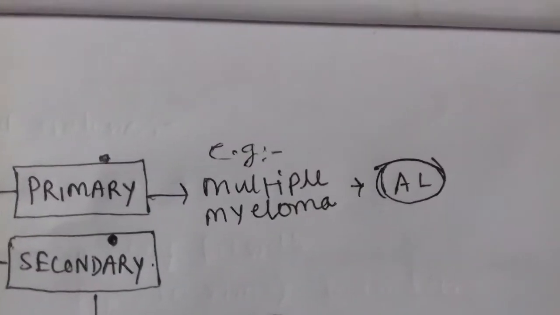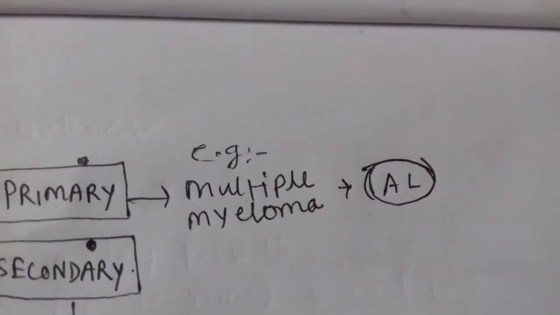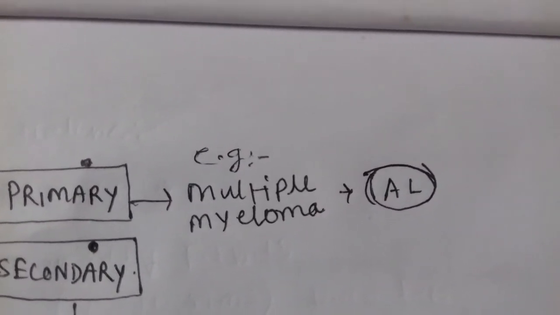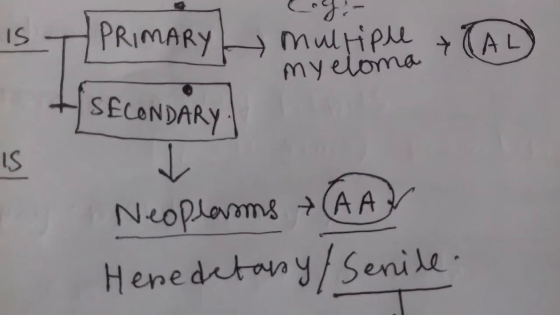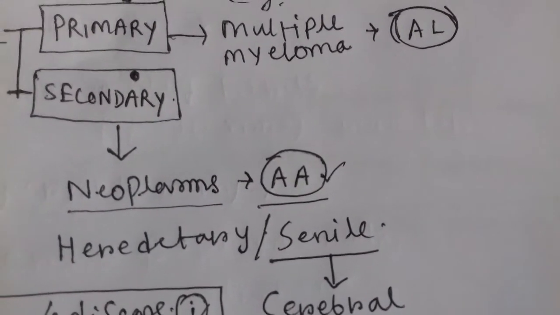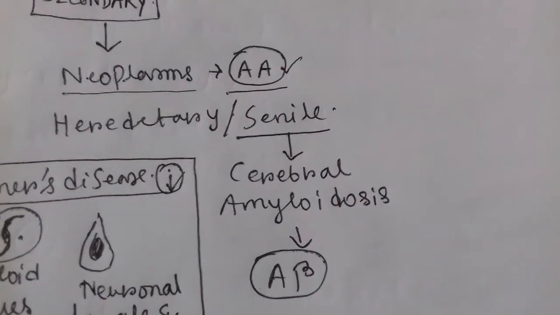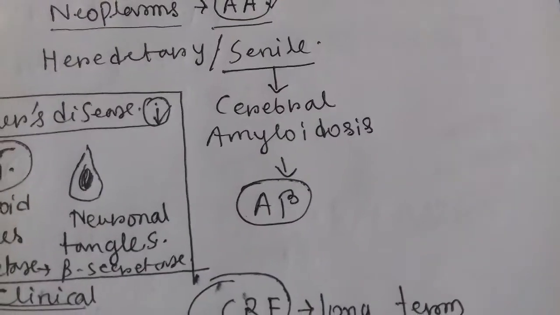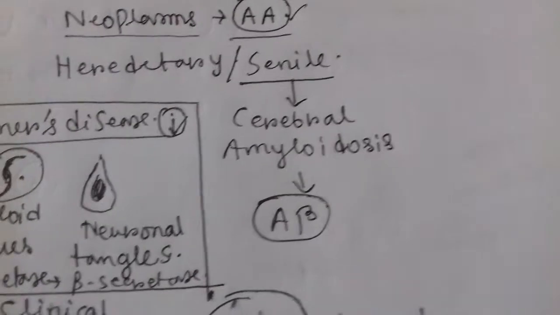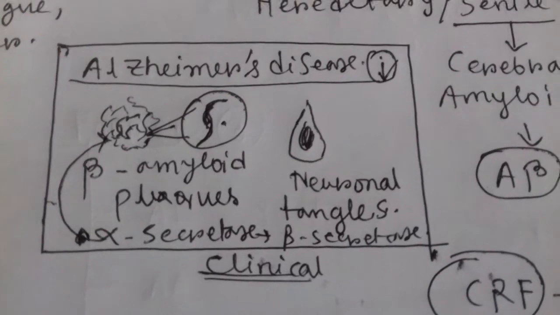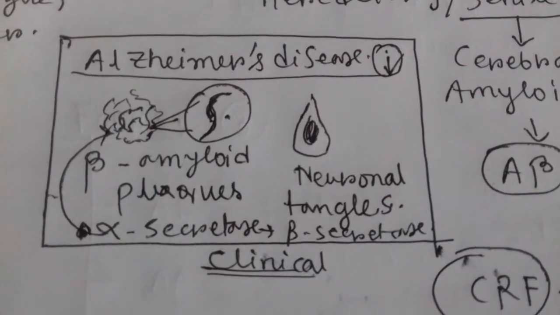An example of primary amyloidosis is multiple myeloma, that is AL type amyloid, amyloid light chain type amyloid. And in case of secondary amyloidosis, it is due to neoplastic states, and this is AA type, and there is another type, that is the hereditary or senile type. In case of senile cerebral amyloidosis, we can see A beta type amyloids, which lead to Alzheimer's disease. The beta amyloid plaques and neuronal tangles are seen, which are the main clinical features of Alzheimer's disease.